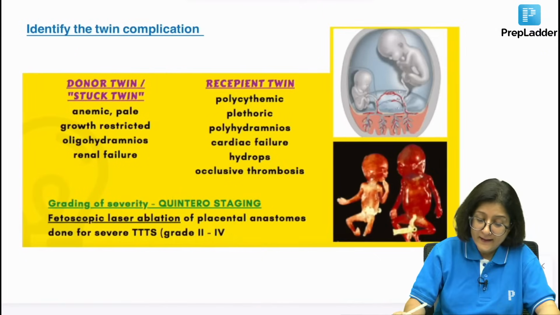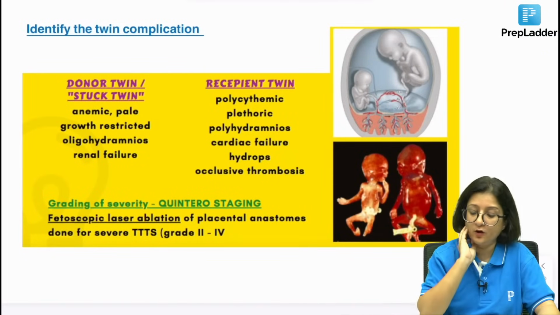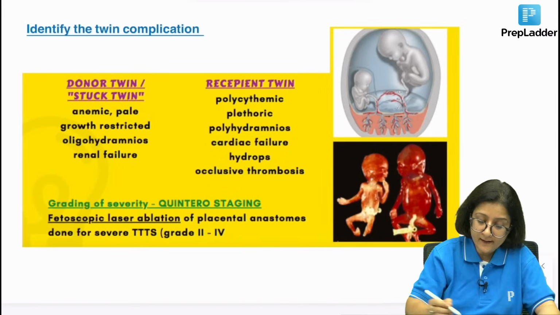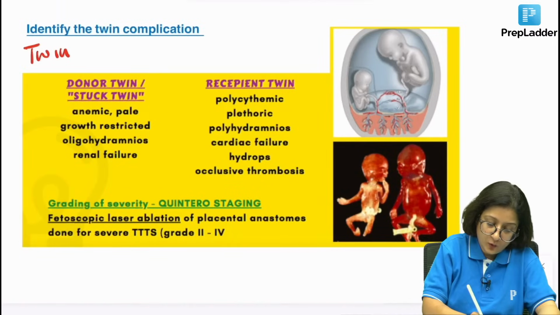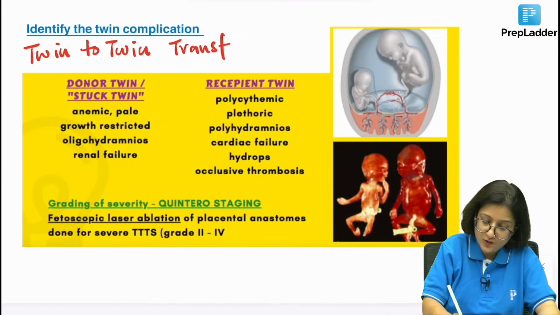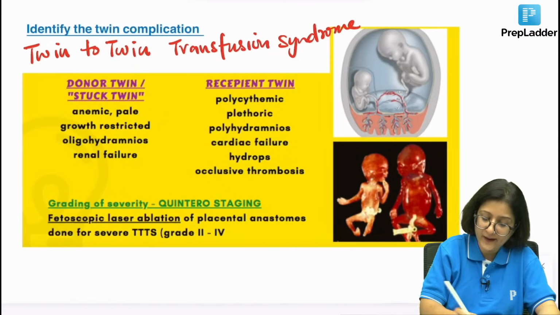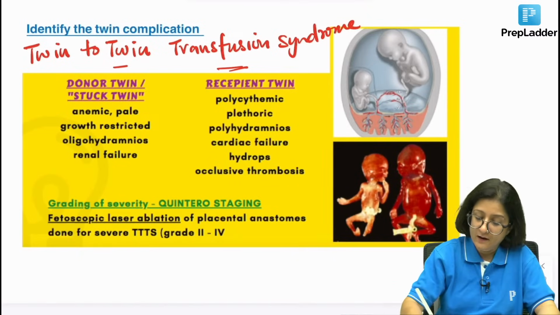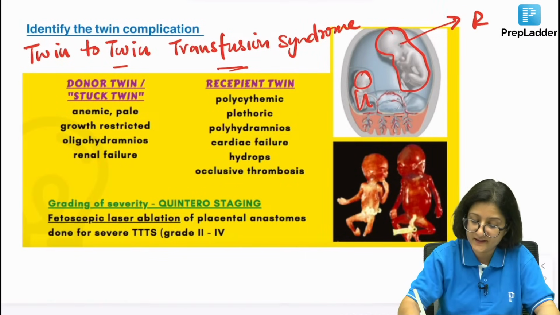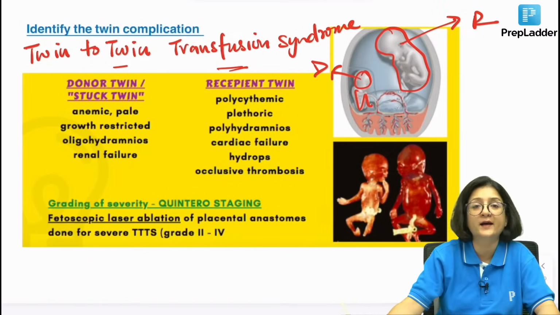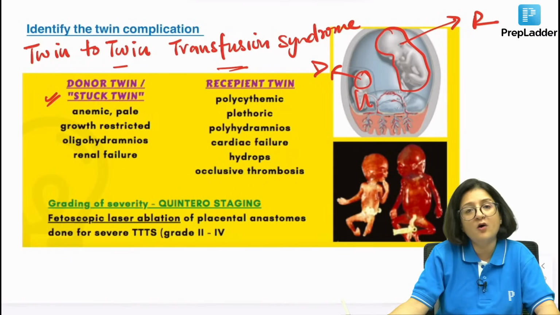Now, next image, identify the twin complication. So you can see here, what is this? This is twin to twin transfusion syndrome. So this could be an image based question also, where one twin is larger, as you can see, the other twin is smaller, as you can see, right? So this is the recipient twin, this is the donor twin. The donor twin is stuck in a corner, right?